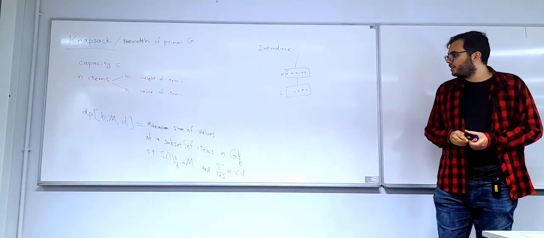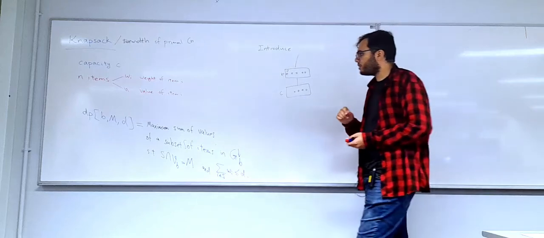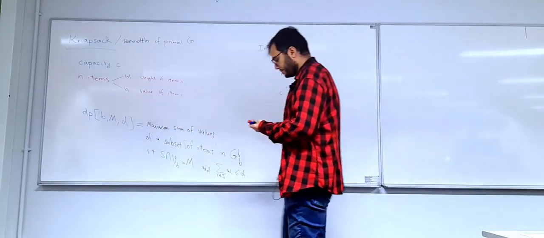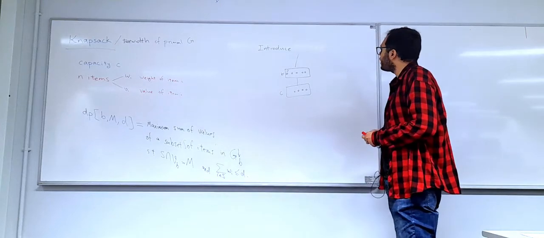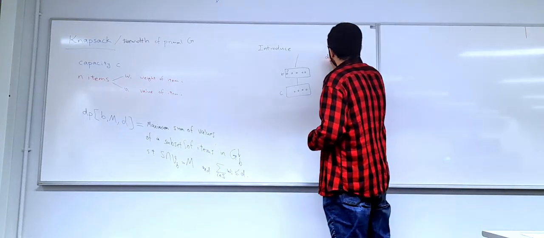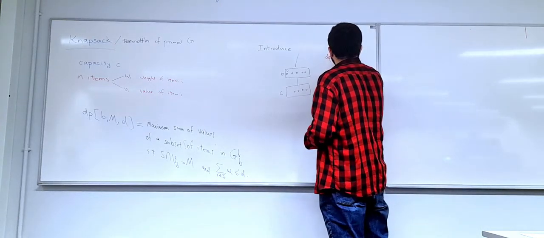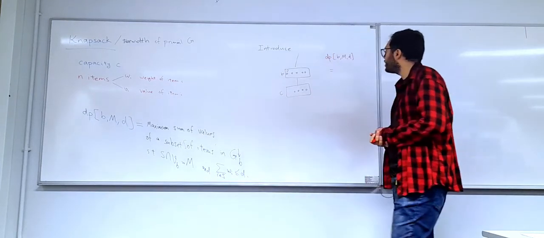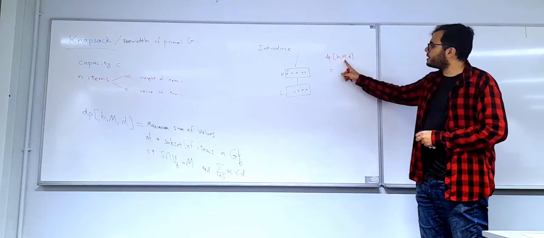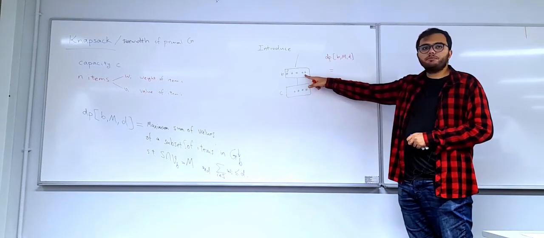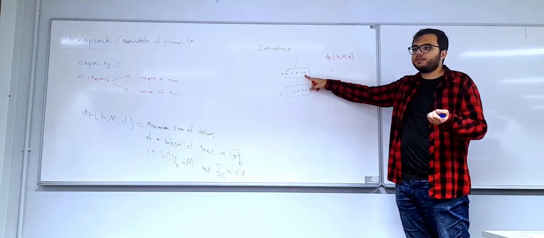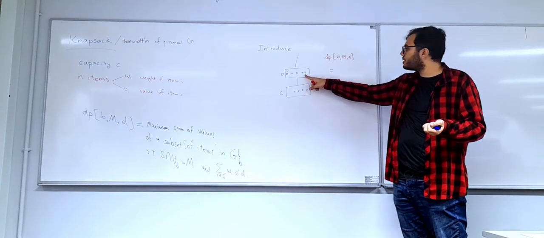Okay. So now I want to compute this thing, DP of B, M, D. How can I do that? Well, M tells me exactly which subset of vertices in B are going to go into my knapsack. Which subset of items in B are going to go into my knapsack.